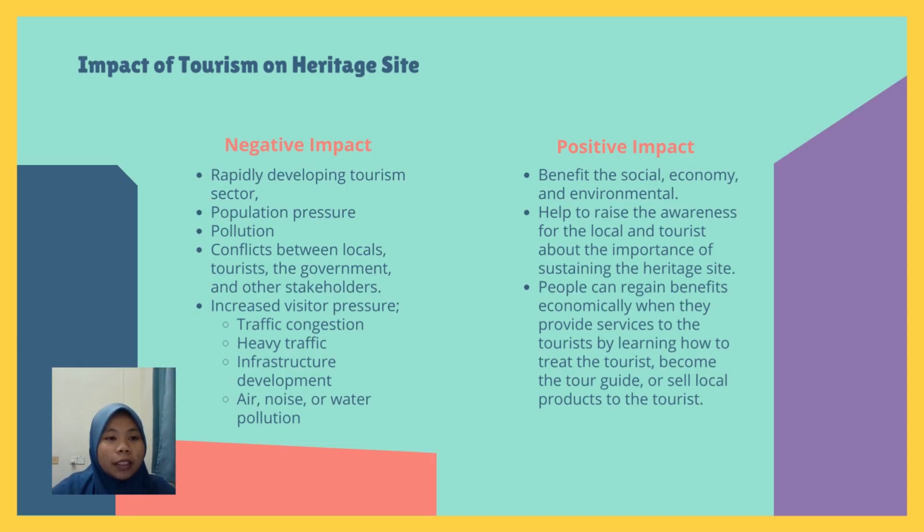For the next one, the impact of tourism on heritage sites. So there are two impacts, negative and positive. For the negative impact, the heritage site cannot keep up with the rapidly developing tourism sector and the population pressure, pollution, and the conflict between locals, tourists, the government, and other stakeholders. They also have increased visitor pressure, which can lead to traffic congestion, heavy traffic, infrastructure development, and air, noise, and water pollution.